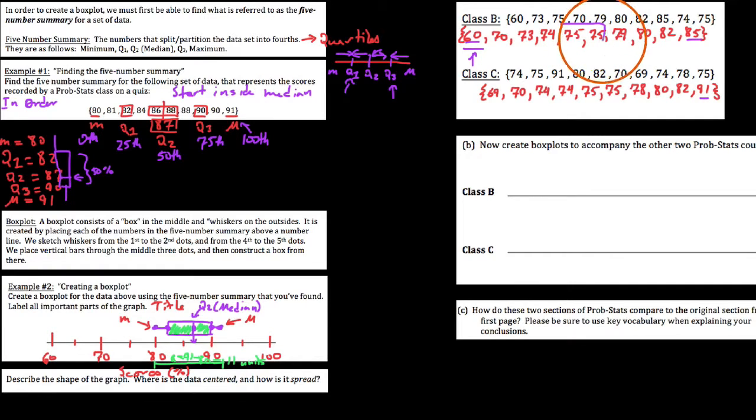So it's split between 75 and 75. So this must mean that our Q2, or our median, is 75 here. Counting in, starting at this inner 75, we say 1, 2, 1, 2. So 73 is our Q1.